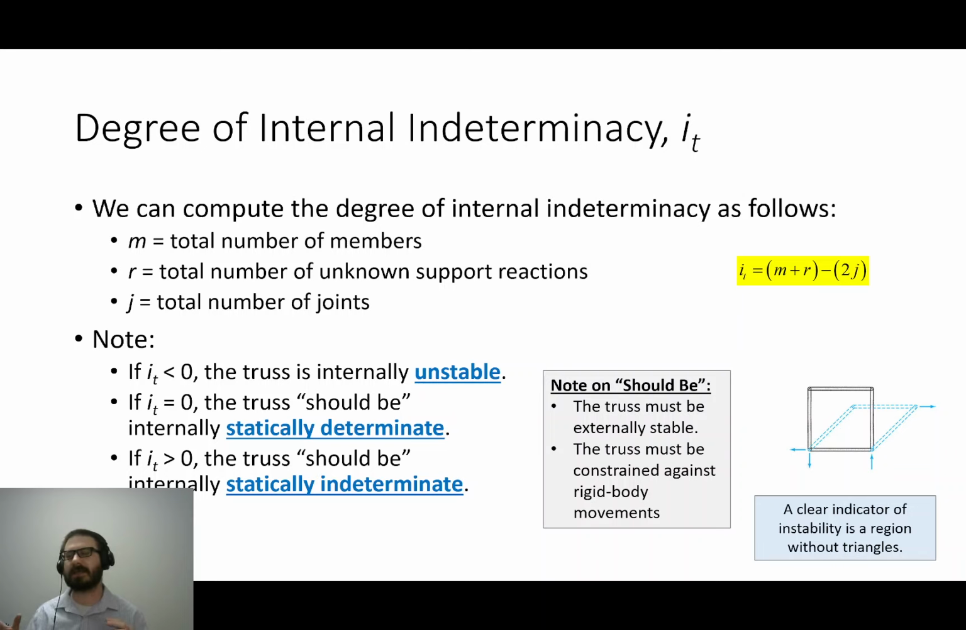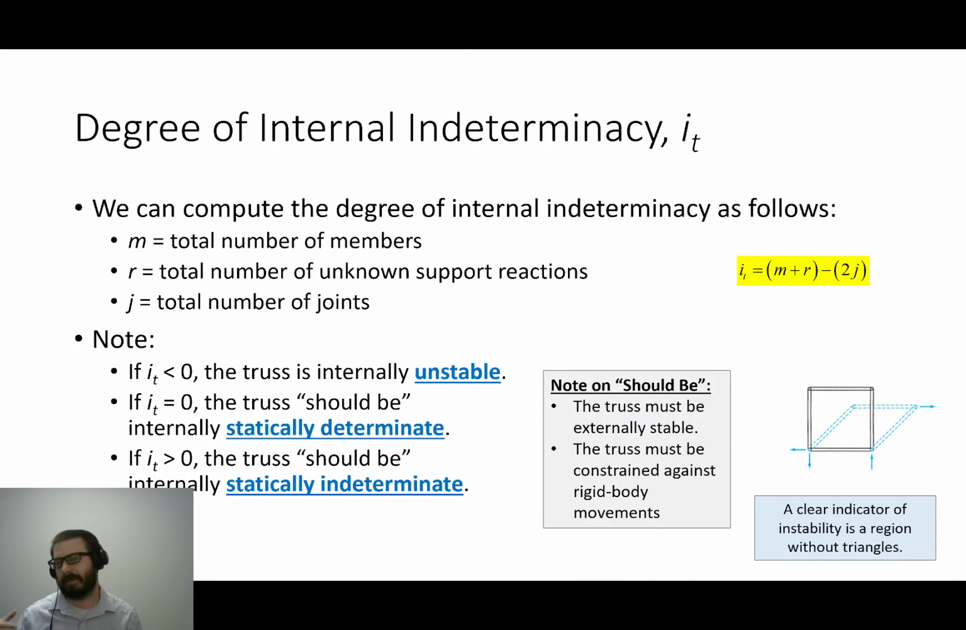So what this second bullet point is basically saying is that the truss can't be allowed to freely displace, as you'd see here on the right. If we have a truss that has sort of a square region, okay, and we apply a lateral load, there's nothing really preventing it from just freely displacing.